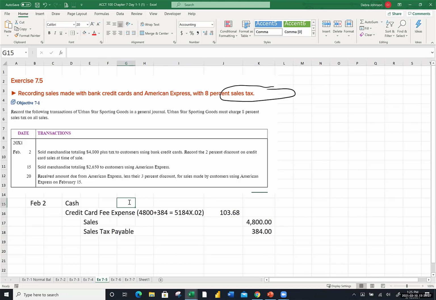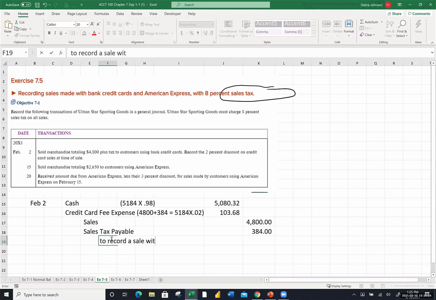Same calculation, I'm going to shortcut it and put that 5,184 times the rest of it, times the 98%. And then double check yourself. Make sure that the sum of your debits equals the sum of your credits. Once you record these entries, that will help prevent a lot of mistakes. Okay, so that is to record a sale with a bank credit card. That means cash now.